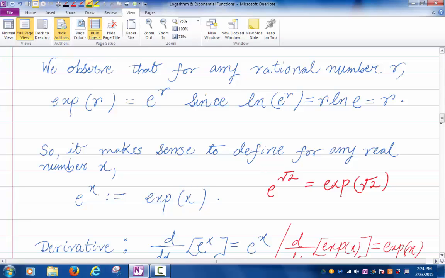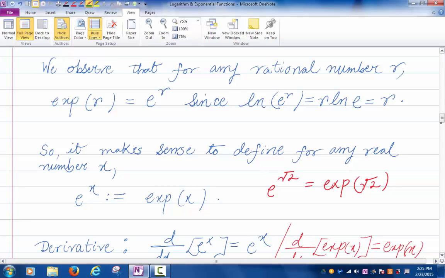Why? Because if I take ln of e to the r, by the third rule, ln of e to the r is r ln of e, but ln of e is 1, so I get r. So ln of e to the r is r, right? ln takes e to the r to r, so exp will do the opposite: exp takes r to e to the r. So exp of r and e to the r are the same if r is a rational exponent.